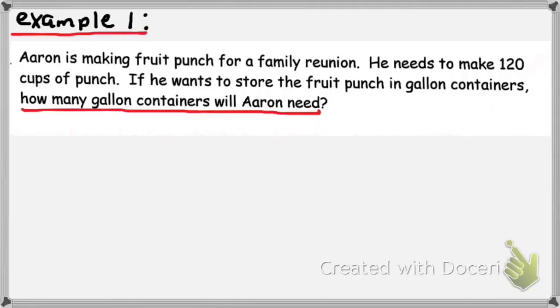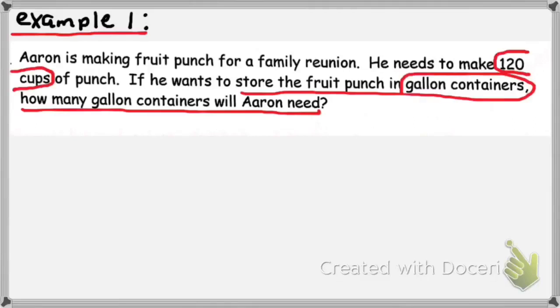Next thing we do, see what facts we know from our question. We know that he needs to make 120 cups of fruit punch. We know that he wants to store it in gallon containers. I know that cups and gallons are different, so I think I'm going to need to convert my 120 cups into gallons. 120 cups equals blank gallons.